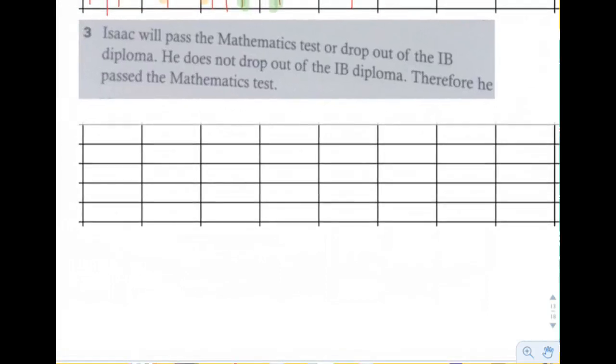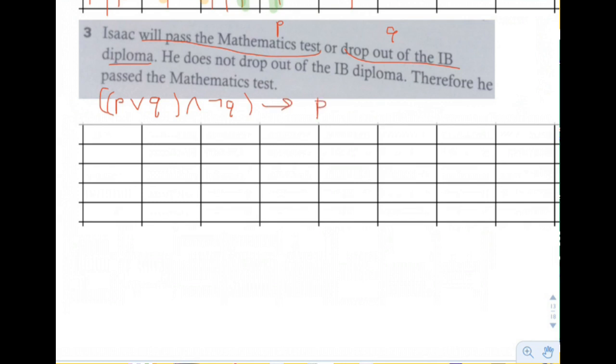Isaac will pass the math test or drop out of IB Diploma. So we'll pass the math test, we'll assign that variable P. Drop out of the IB Diploma, that'll be Q. So it's saying Isaac will pass math or he'll drop out of the diploma. He does not drop out of the diploma. So we're going to AND that with no, he didn't drop out. Therefore, he passed math. So passed math will be that.